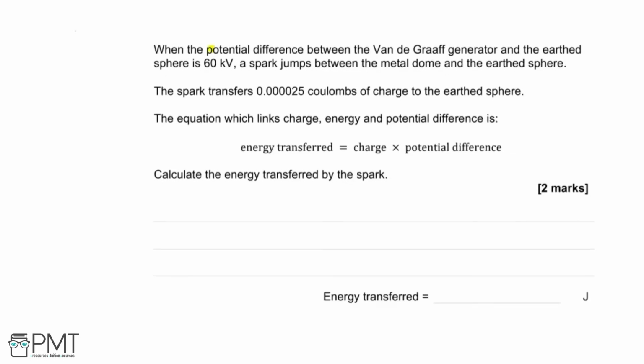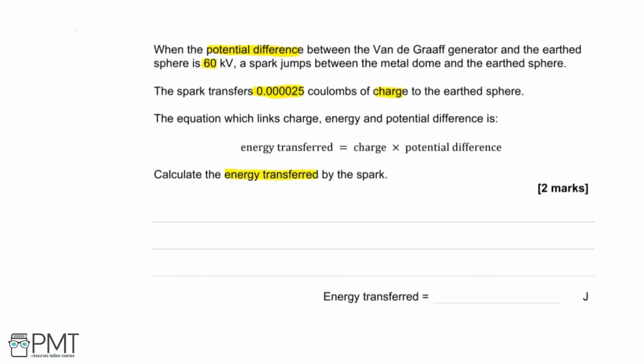When the potential difference between the Van de Graaff generator and the Earth's sphere is 60 kilovolts, a spark jumps between the metal dome and the Earth's sphere. The spark transfers 0.00025 coulombs of charge to the Earth's sphere. The equation which links charge, energy and potential difference is energy transferred equals charge times potential difference. Calculate the energy transferred by the spark.